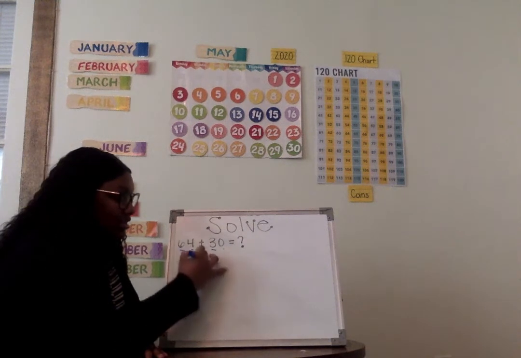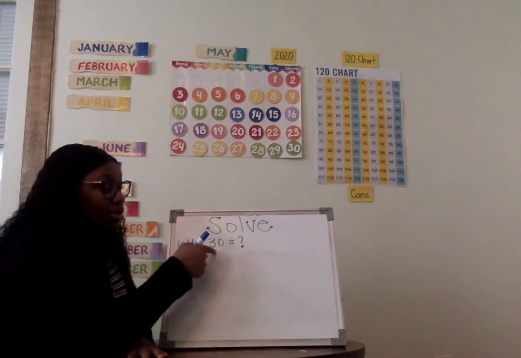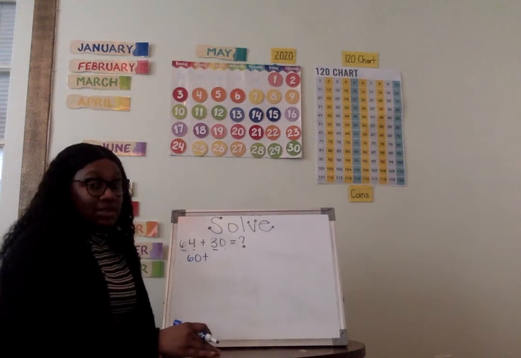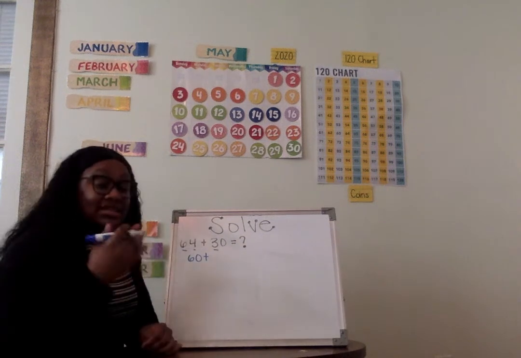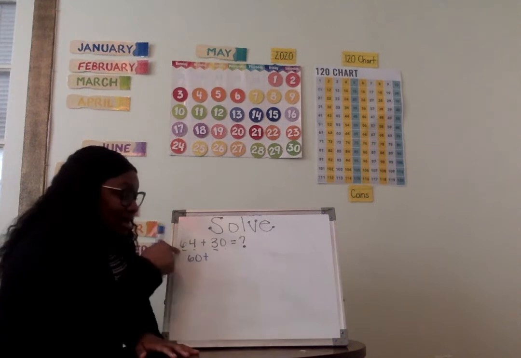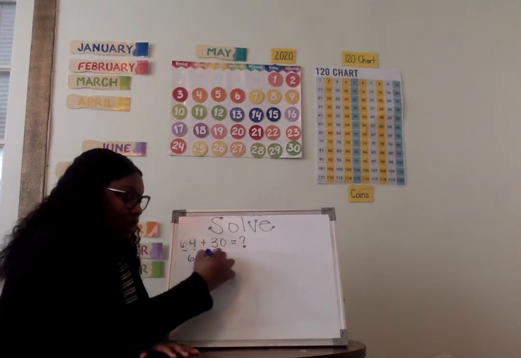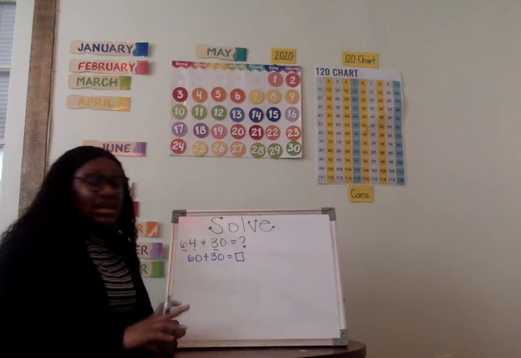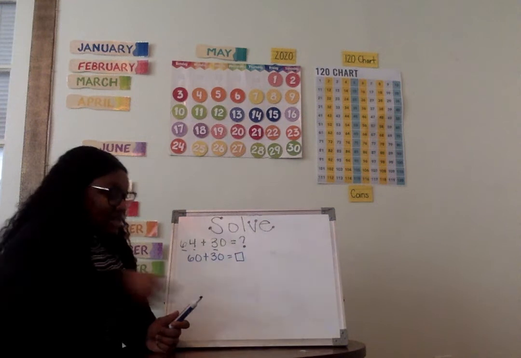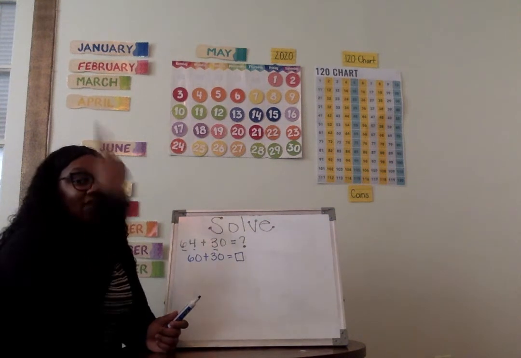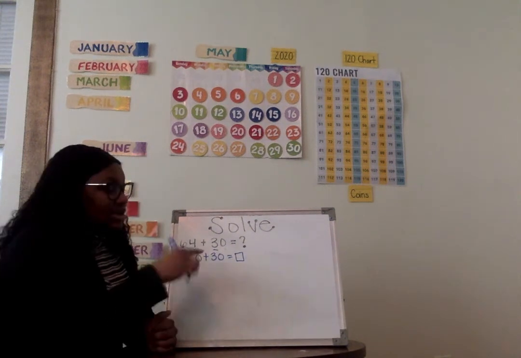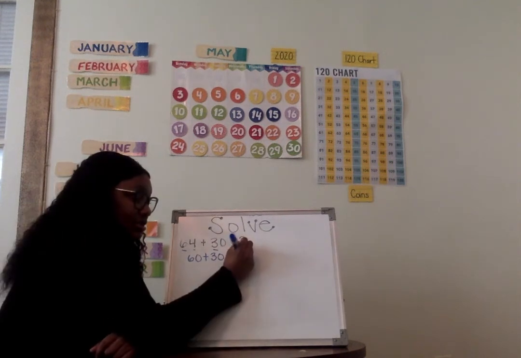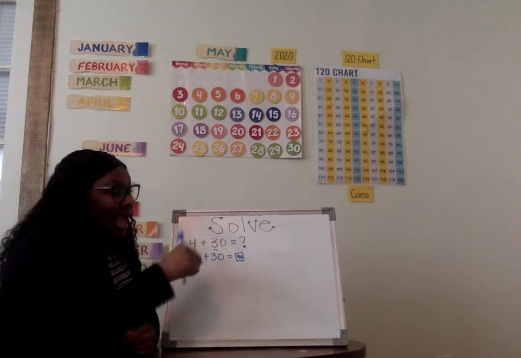So I'm going to do 60 plus, now in the number 30, there are 3 10s. So 3 10s is the same as what number? 3 10s is the same as 30, that's right. So now I have 60 plus 30 equals blank. I need to figure out what 60 plus 30 equals. I'm going to grab 60, and count on 30. 70, 80, 90. So 60 plus 30 is what? That's right. 60 plus 30 is 90. So I added the tens.